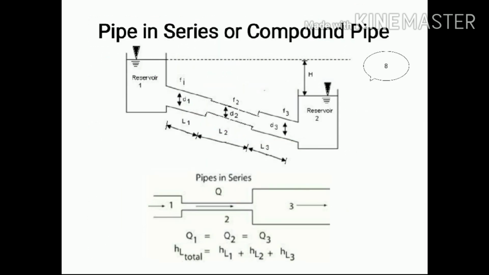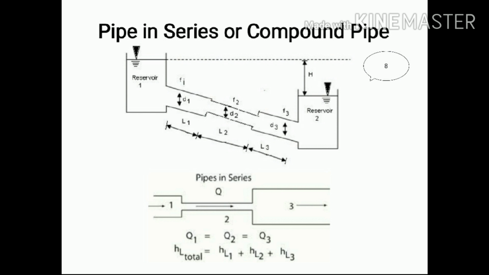So in the next part, we have to see the different arrangements of the fluid flowing through the pipe. Now there are two types of arrangement we have to see. The first one is the flow through pipes in series, which is also known as a compound pipe, or the flow through parallel pipes.